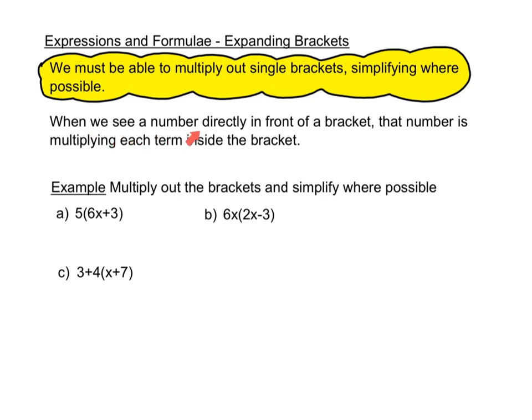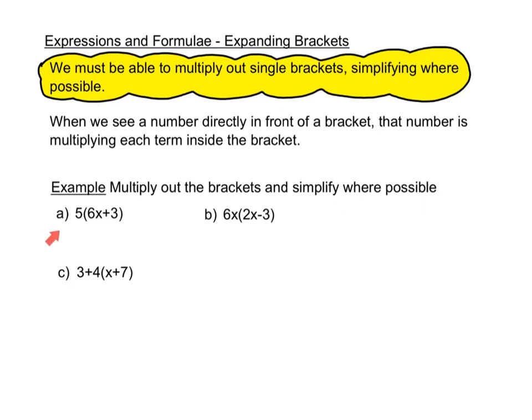When we see a number directly in front of a bracket, that number is multiplying each term inside the bracket. So in a situation like this first example here, 5 followed by a bracket with 6x plus 3 in the bracket, it means this 5 here is multiplying everything inside that bracket. So the first example: multiply out the brackets, that's the first step, and simplify where possible. Now it won't always be possible to simplify, but in some questions it will be possible to simplify further, so we're going to look out for that.